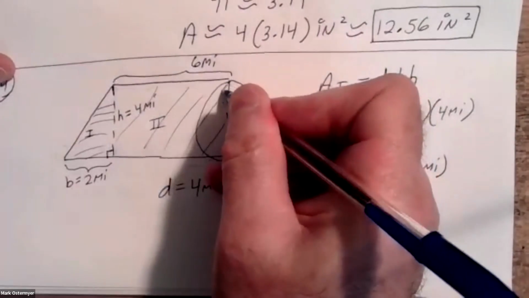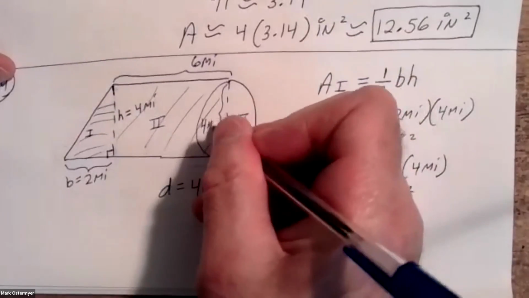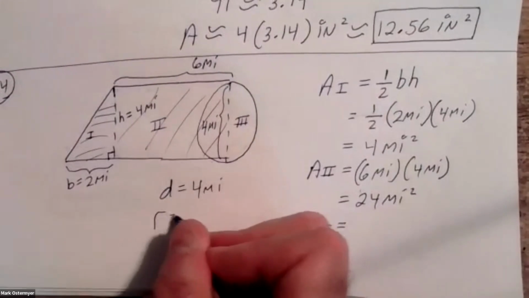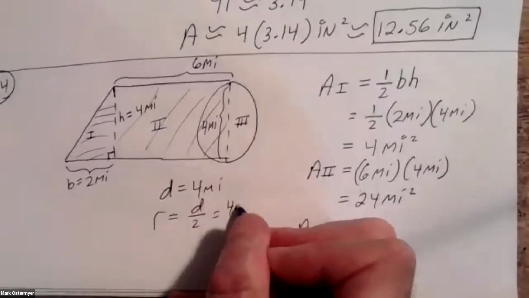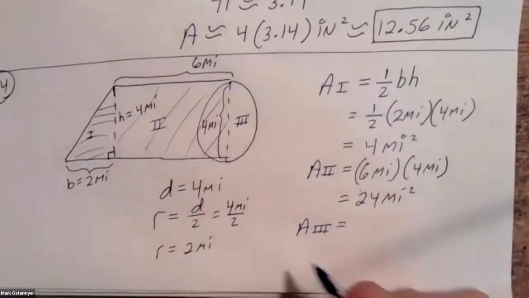But to compute the area of this circle, we don't want the diameter, we want the radius. So what do I do to the diameter to get the radius? Anybody remember? Divide by 2. Take the diameter divided by 2. So that means the radius is going to be 4 miles divided by 2. The radius will be 2 miles, correct?